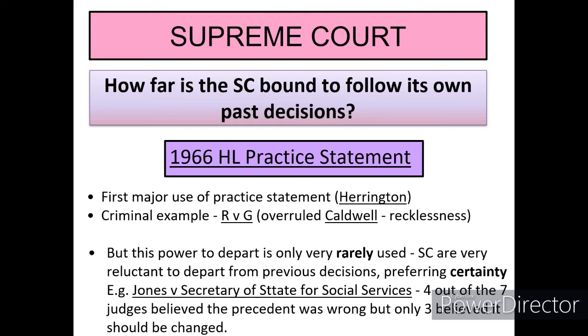And it's important to have some examples of the practice statement in operation. So Harrington, the case involving child trespassers onto the railway that you no doubt studied when you looked at occupiers' liability. Harrington was the first time the practice statement was used in civil cases. In fact, it was the first time that any case used it. A criminal example of it being used would be RVG, which overruled Caldwell objective recklessness.